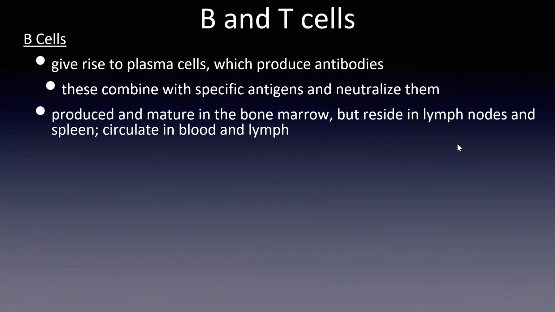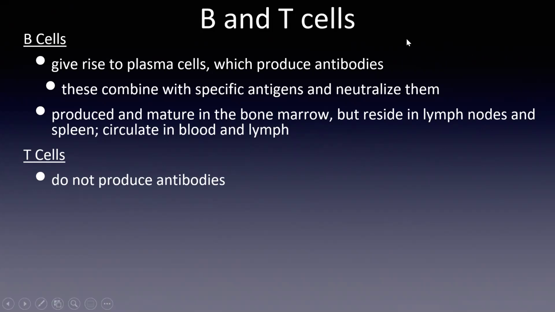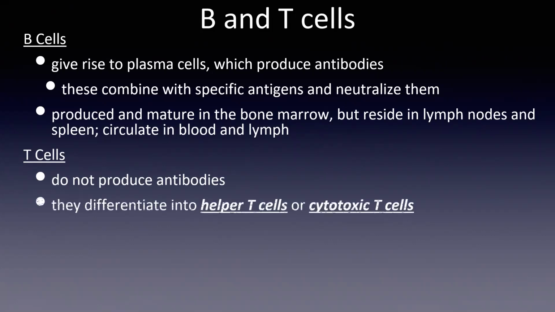Okay, so I'll move on because the notes will still stay here. It's on the same slide. T cells, unlike B cells, do not produce antibodies. So B cells are the things that eventually produce antibodies, but T cells do not. What T cells will do is they will differentiate or change, like in a fork in the road, into two types of T cells: helper T cells and cytotoxic T cells.